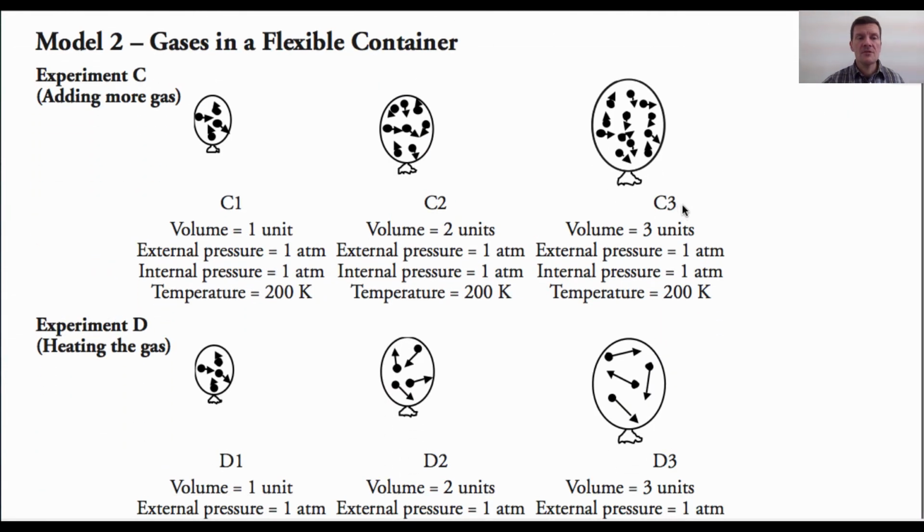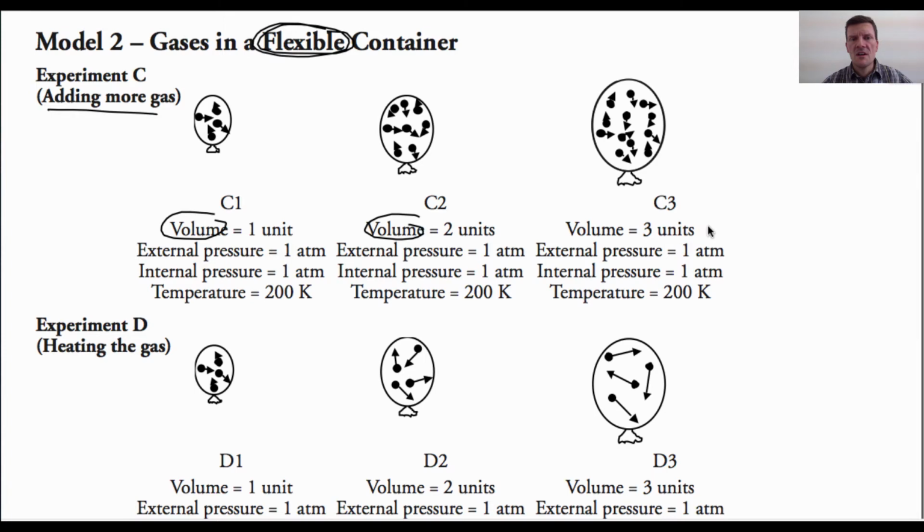All right, we have Model 2. So this time we're going to look at some other variables. And we have here adding, okay, we're doing the same thing, adding more gas, but this time notice the difference: flexible, flexible, flexible. So we're going to add more gas, and notice that the balloon is getting bigger. So that means the volume is changing here.